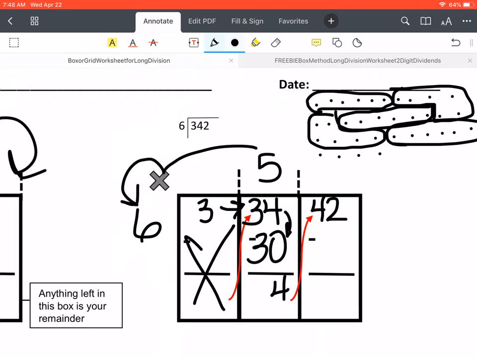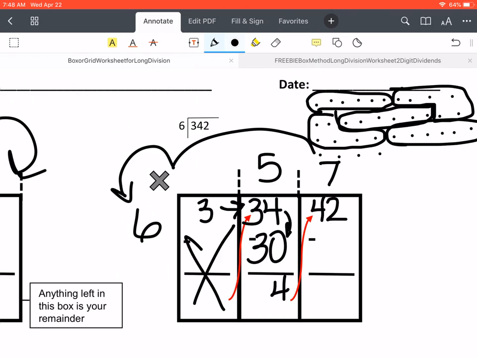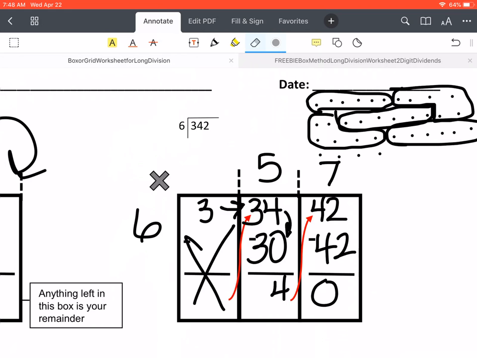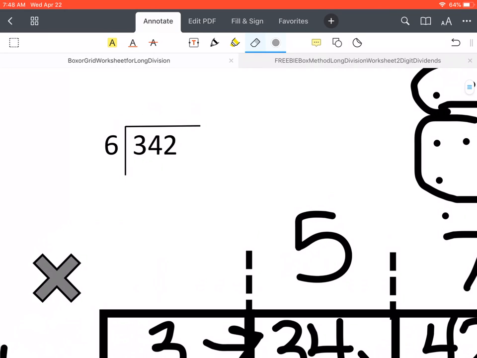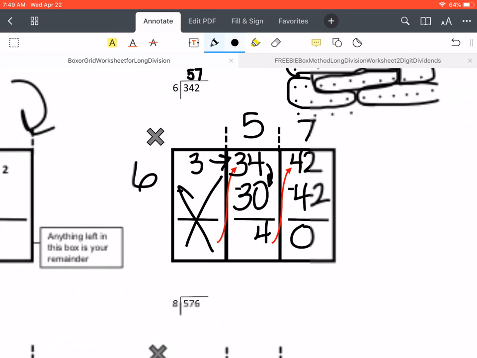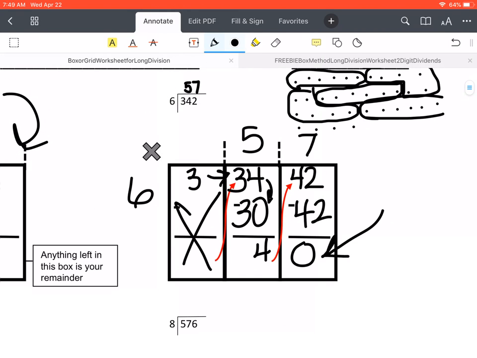6 goes into 42 7 times. 7 times 6 is 42. What's 42 minus 42? 0. So if I go back up to my original problem, right up here, 342 divided by 6 is 57. There is no remainder here in this case. If you end up with 0, there will be no remainder. So that's an even, easy number.